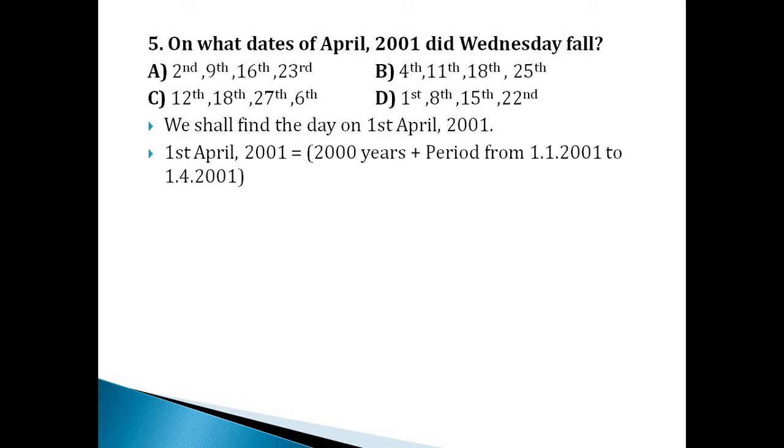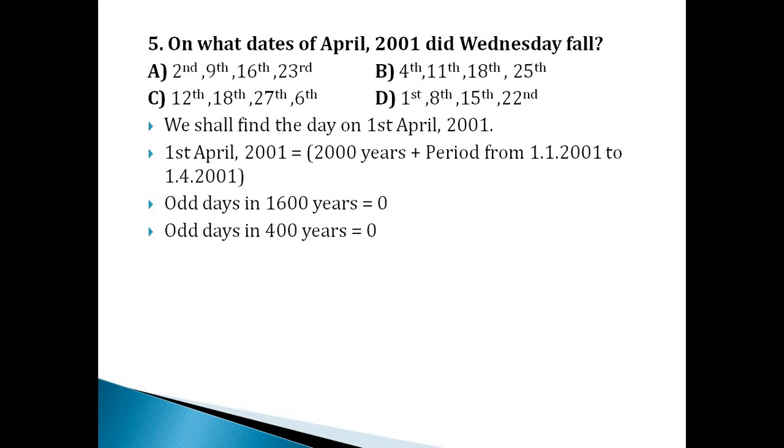So first 2000 years, how to find odd days? I will split it as 1600 years plus 400 years. 1600 is divisible by 400. So a century which is divisible by 400 will have 0 odd days. 1600 will have 0 odd days. 400 plus 1600, so that is 2000. So 400 will also have 0 odd days. See, this is why I told you that we are limiting it up to 400.